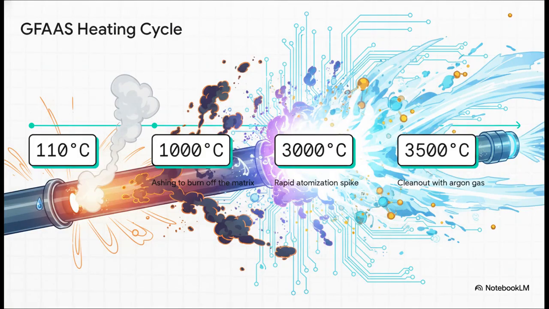But what if you need extreme sensitivity? Then you bring in the graphite furnace atomizer, or GFAAS. Here, a tiny, discrete drop of sample gets injected into an electrically heated graphite tube. Instead of a continuous flame, it runs a highly programmed thermal cycle. It dries at around 110 degrees, ashes up to 1,000 degrees to burn off the matrix, and then, bam, a massive, rapid spike all the way to 3,000 degrees for atomization, followed by a final 3,500-degree blast just to clean it out.